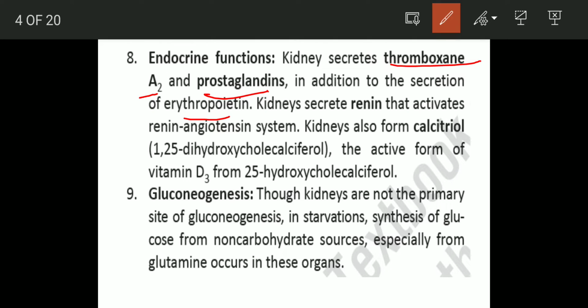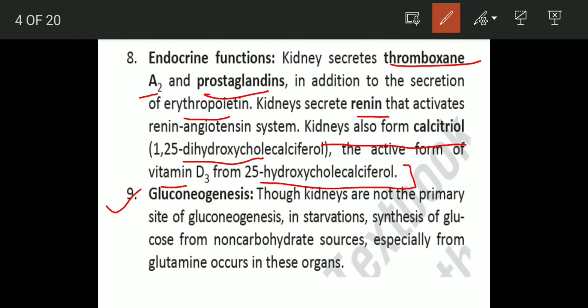Now coming to the most important, that is renin. Renin is an enzyme, an acid protease. This helps in the conversion of angiotensin 1 to angiotensin 2, and this will lead to a balance of your blood pressure. It will try to control your blood pressure, bringing it down. Kidneys also form calcitriol, that is 1,25-dihydroxycholecalciferol, which is the active form of vitamin D3, from 25-hydroxycholecalciferol.